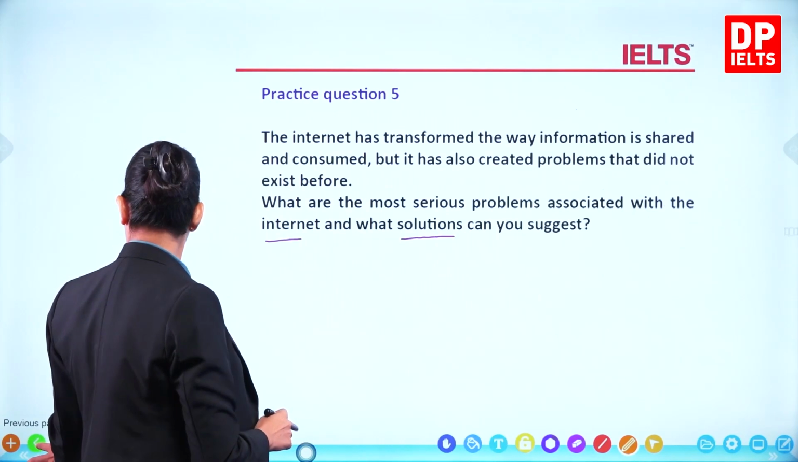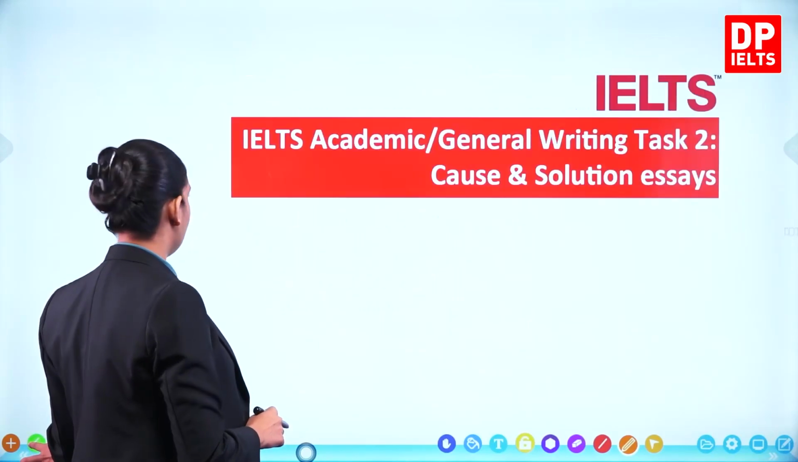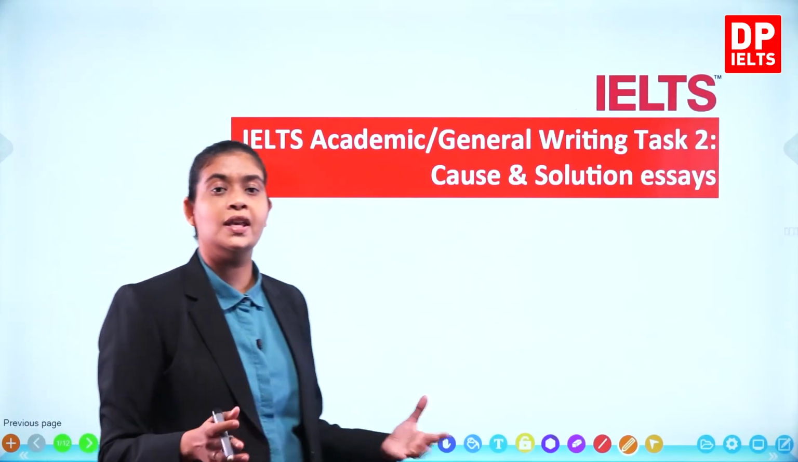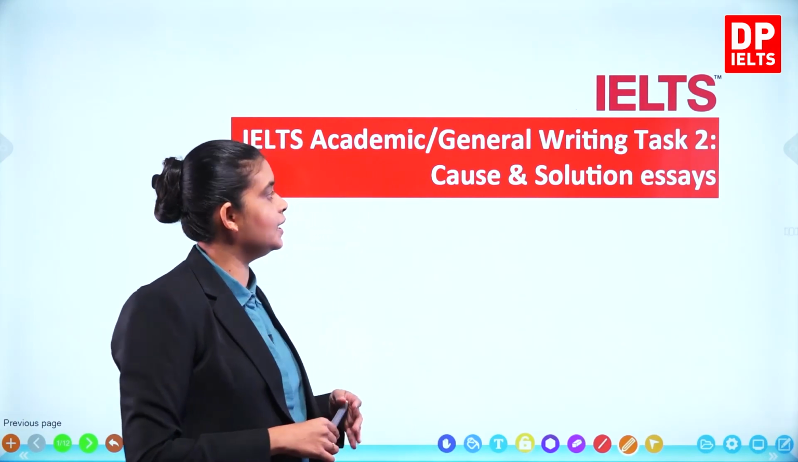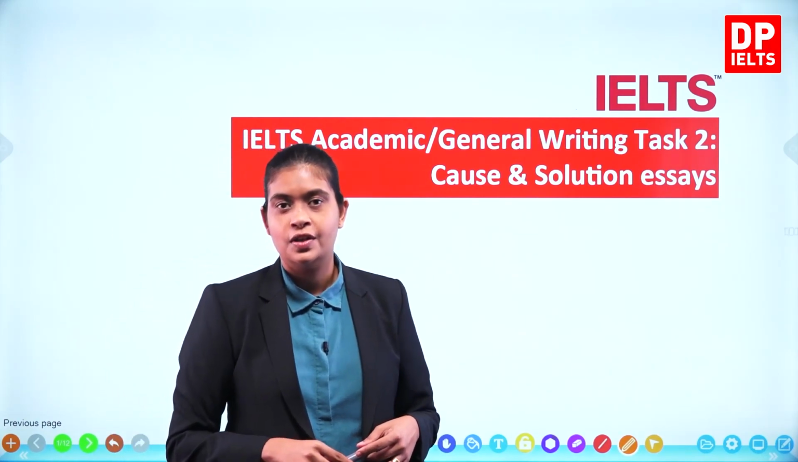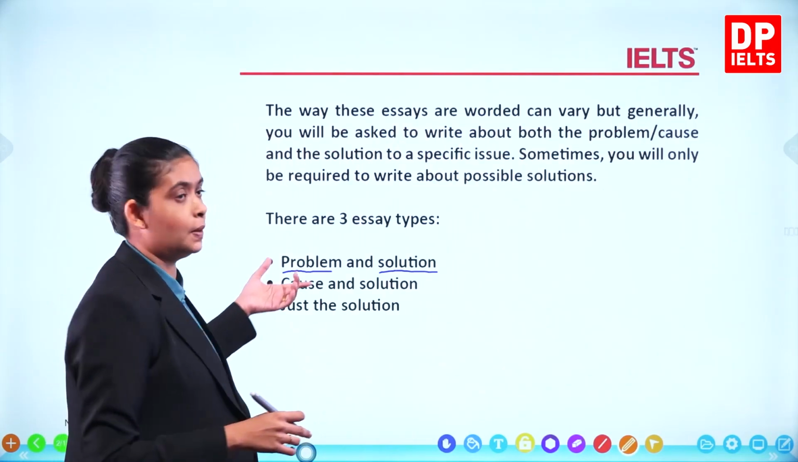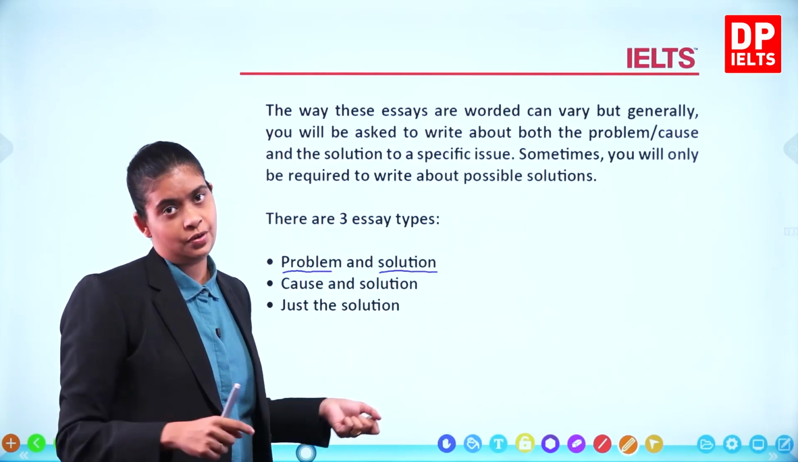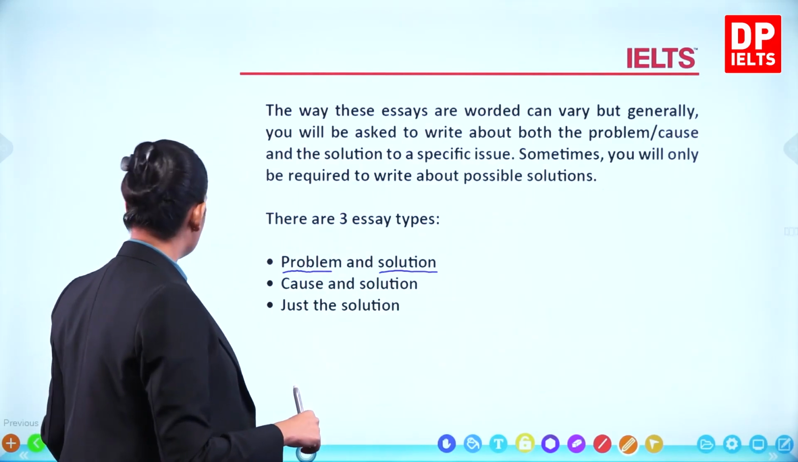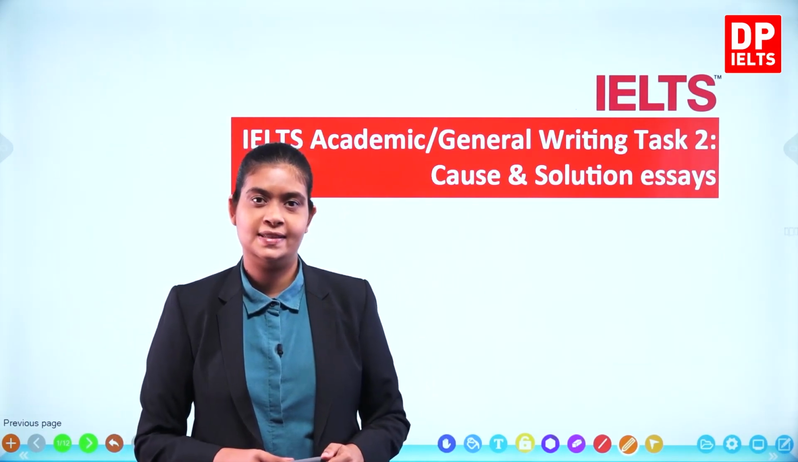So I think we had a look at some examples. We had a look at 2 different ways that we could approach the essay, right? And the essay style is cause and solution. So you could come up with 3 different styles: the problem, solution, cause, solution, and solution only, all right? So with that, we come to the end of the lesson, cause and solution essays.